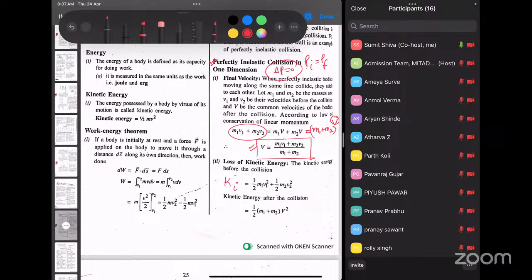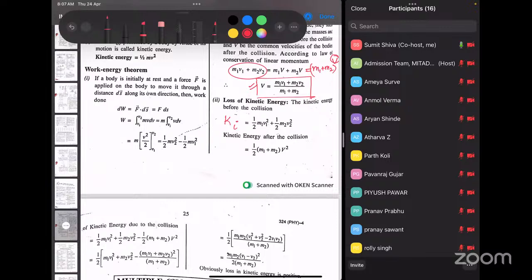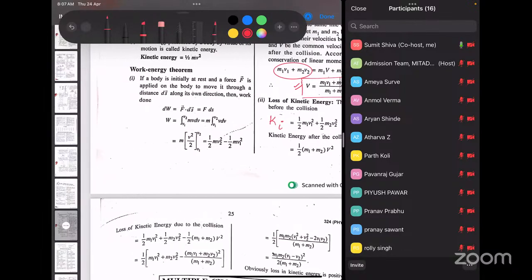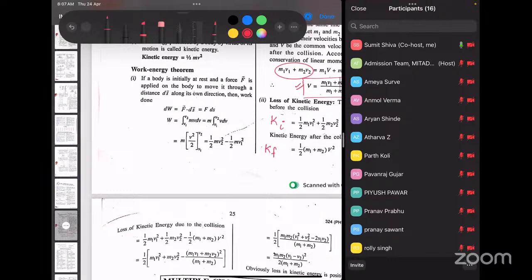Now I will find the kinetic energy after the collision. After collision we have an object with mass m1 plus m2 whose velocity is capital V. So the final kinetic energy K final will be half m1 plus m2 times V square. This will be K final.